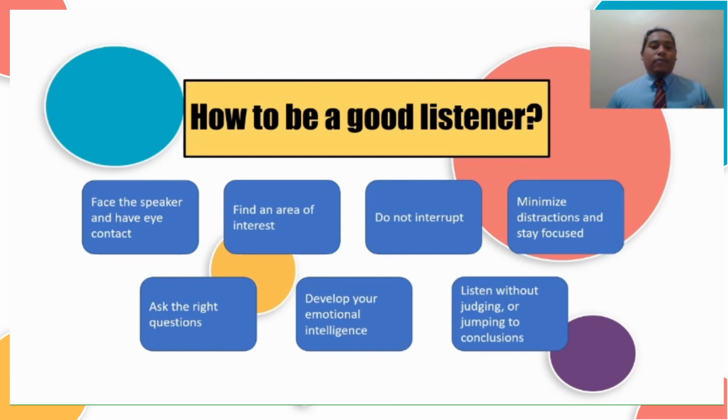Next is develop your emotional intelligence. Emotional intelligence is the ability to recognize and understand the emotions of others. Lastly, listen without judging or jumping to conclusions. This is because a person cannot assume that they know what the other person is going to say next. Therefore, these are the elements that will help to make a leader or a person a good listener.